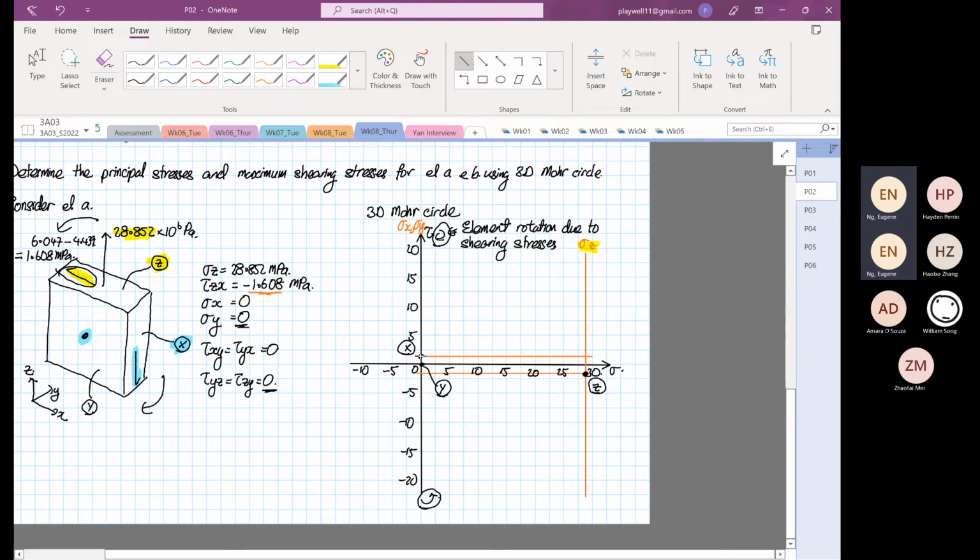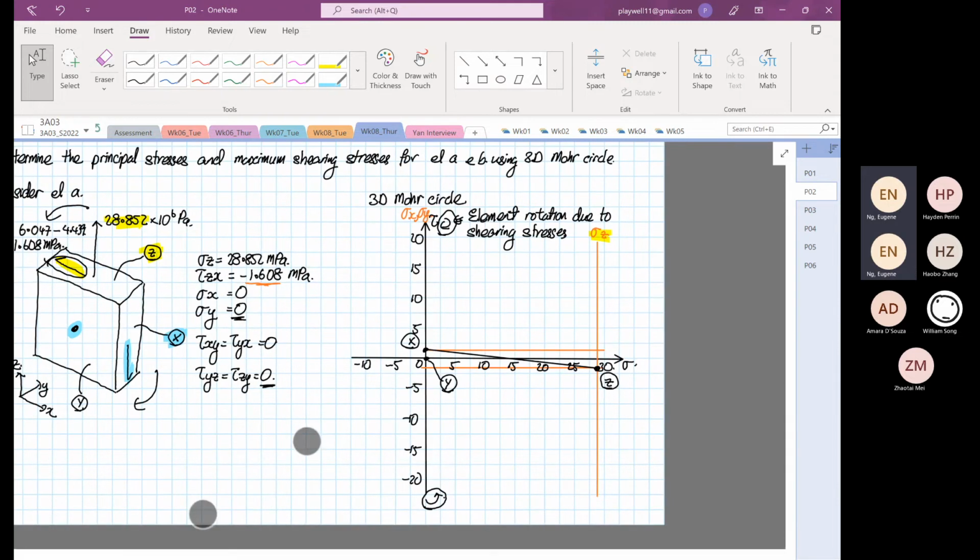So you draw over here. Right. So that is the line, or your diameter of your Mohr circle. Okay. So the first thing we're going to do is we're going to determine our stress average.